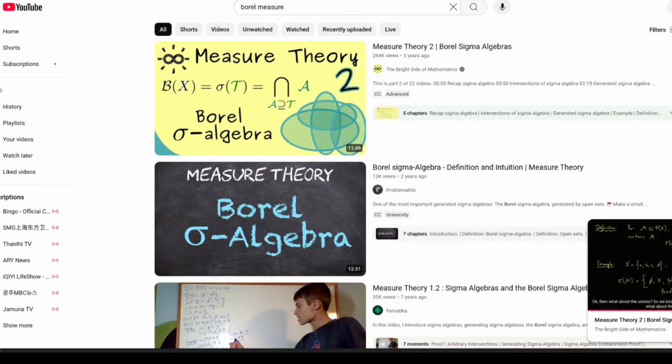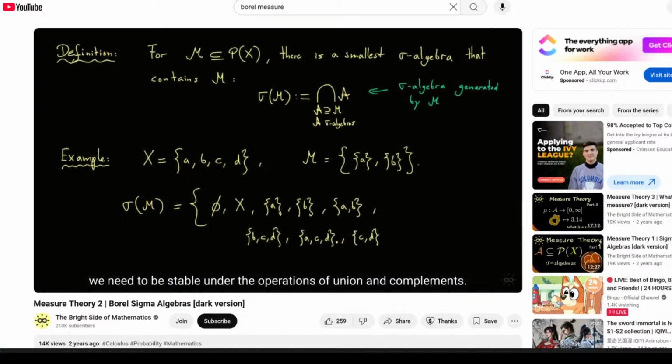So we know the union here and here, everything fits together. What about the unions here? So just check all possible unions, and then you see, all the sets are there. We need to be stable under the operations of union and complements. So this means what we have here is indeed a sigma algebra. And by construction, it was the smallest one possible to get from M to a sigma algebra. So this is indeed sigma M.